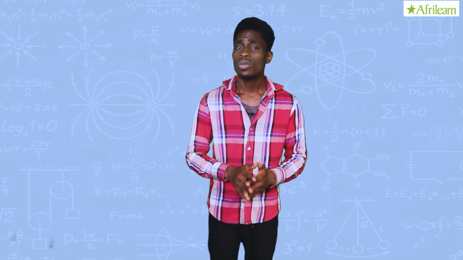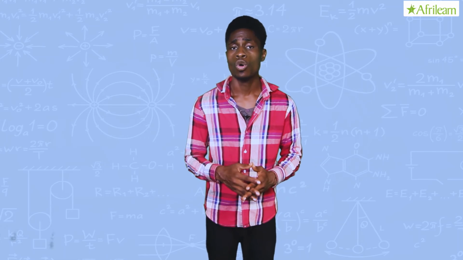Now, in this lesson, we have learned about the lead acid accumulator or secondary cell. In the next lesson, we will learn about the nickel iron secondary cell.